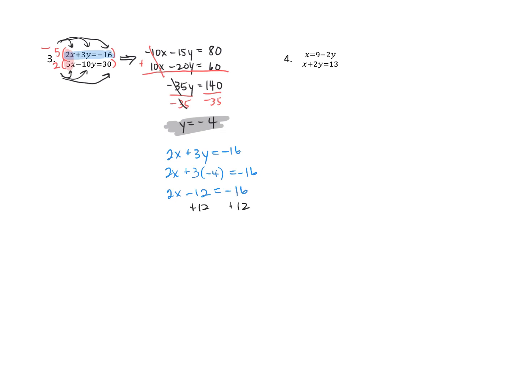Add 12 to both sides to zero that out. And so we will have 2x is equal to -4. Divide by 2. And we'll see that x equals -2. So there's our x value. We now have found an x and a y. So we can write our ordered pair. Whoops. -2, -4.